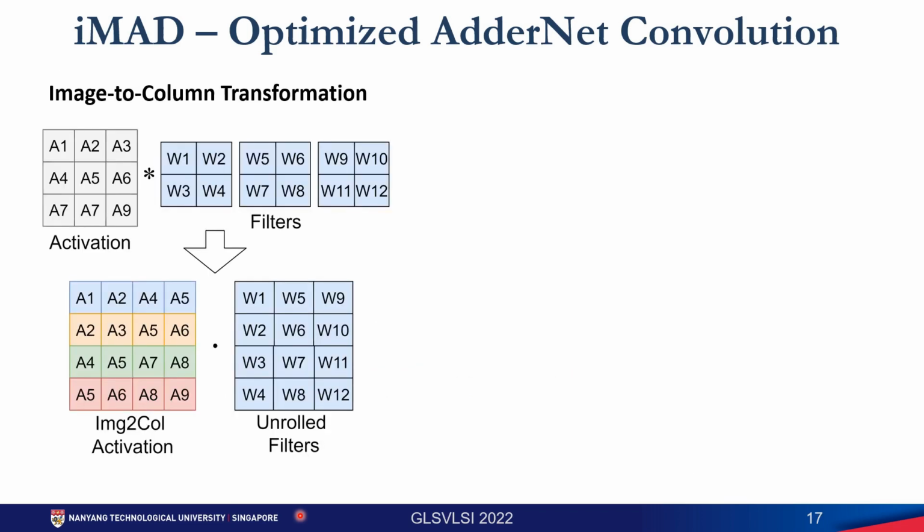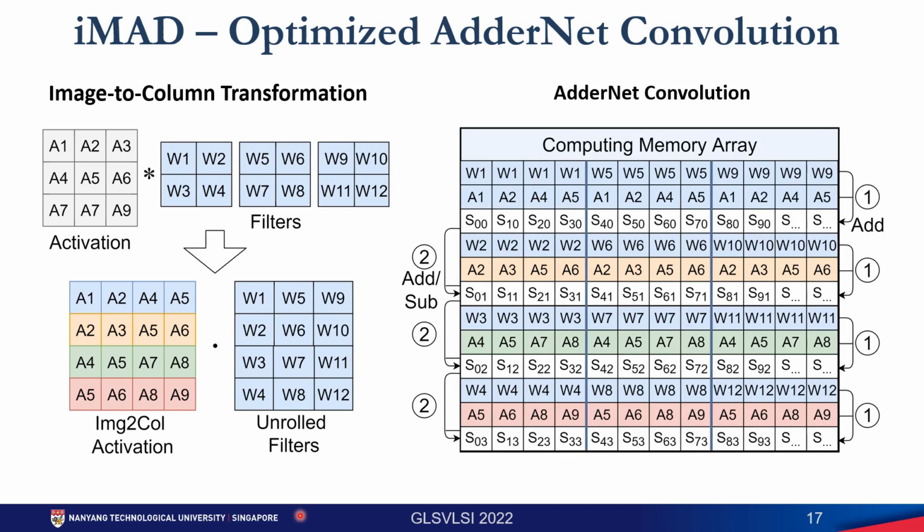We conduct an image-to-column transformation to transform the direct convolution into a matrix multiplication problem. This is very common on CPU and GPU because image-to-column decouples the data dependency and improves the parallelism. We map the weights and the activations to the memory array in pairs. We add these weight activation pairs together, then conduct the fused negative accumulation on the intermediate results. We only need to go through the data twice, so this mapping is very efficient.